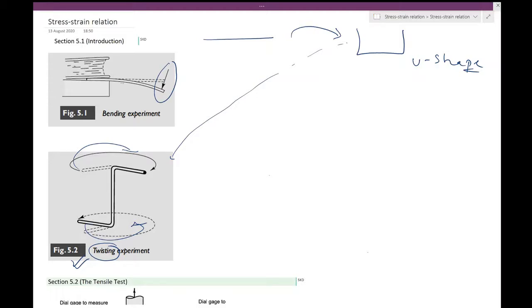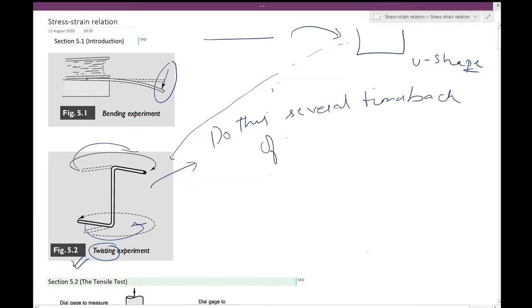Okay, so you have to do this several times to fracture it. So do this several times, I mean back and forth, to actually fracture this into two. It takes so much effort to actually break it. Back and forth you have to apply this action, which is shown in this twisting experiment, figure 5.2, and get this done. Now the plastic deformation, finally note that the wire can be broken by repeated bending back and forth.